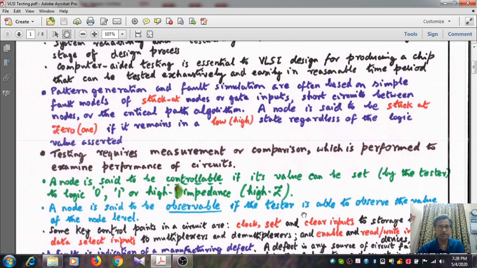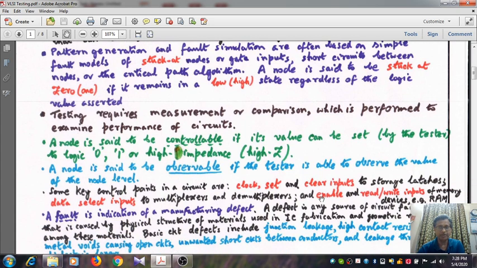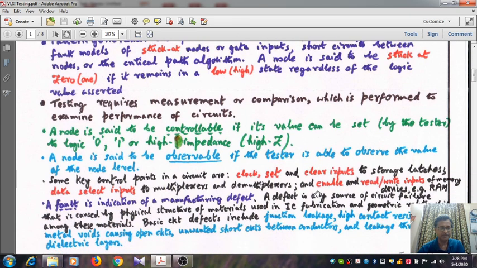A node is said to be controllable if its value can be set by the tester to logic 0 or logic 1 or high impedance, that means the high Z state. An output node is said to be observable if the tester is able to observe the value of the node's voltage level. Some key control points in a circuit may be the clock input, the set and clear inputs to storage latches, data select inputs to multiplexers and demultiplexers, and enable and read-write inputs of memory devices, for example random access memory or any memory device.